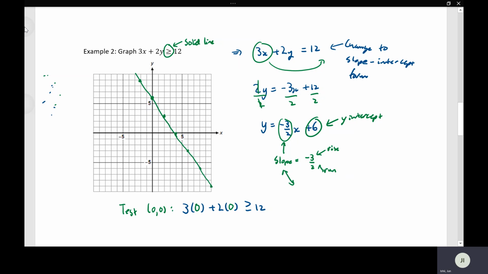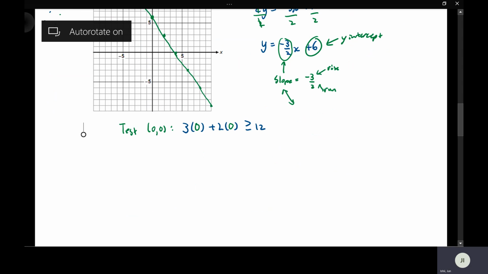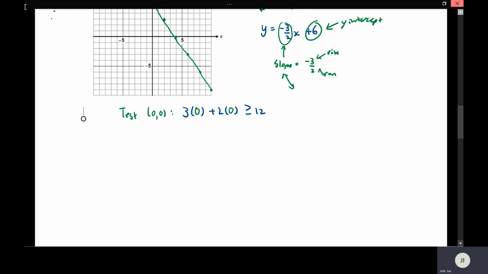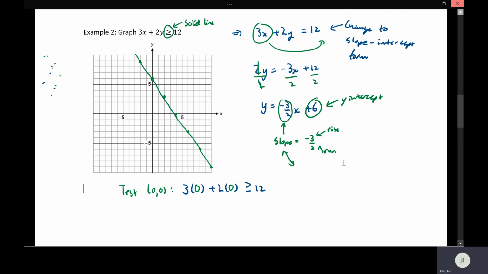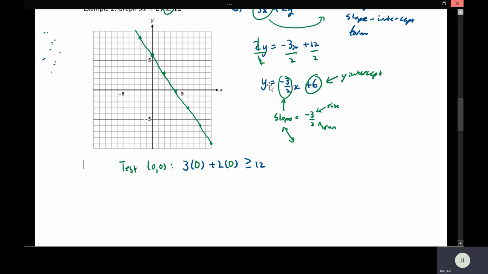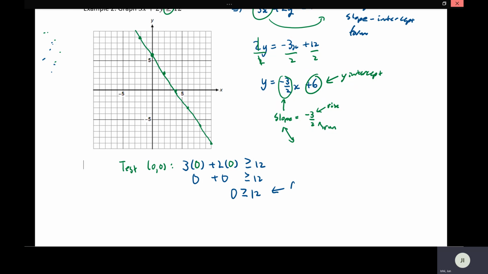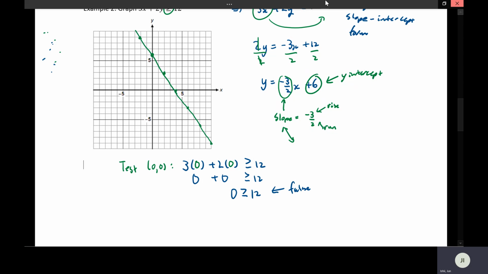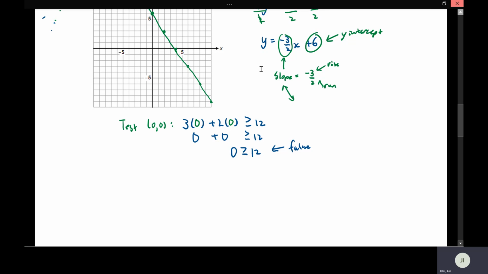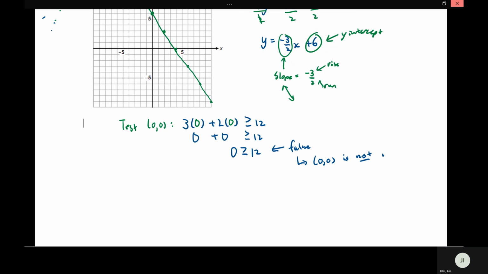All right. So as I plugged in (0, 0), if we work this out, you'll notice that this whole left-hand side is 3 times 0 is 0. So 0 plus 0 is greater than or equal to 12. 0 is greater than or equal to 12, which is false. All right, so this time we get a false statement. So what that means is that the point (0, 0) is not in the shaded region.